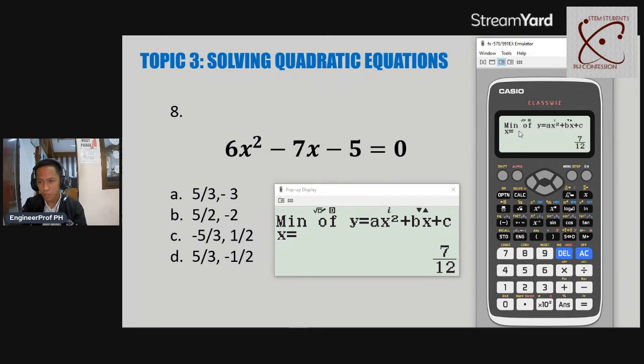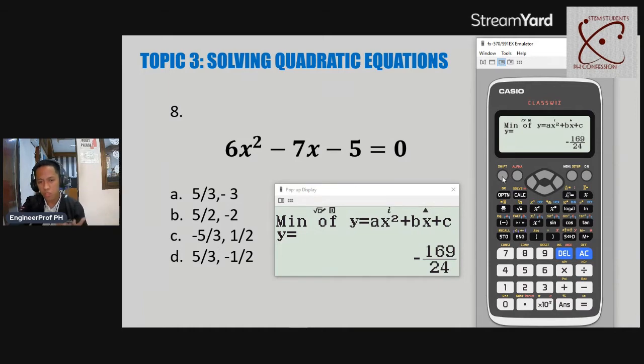Okay? So, what is this minimum, sir? What is this minimum of y equals ax squared plus bx plus c? If this is the form of the parabola, this minimum of x, the minimum of the equation, is the vertex of the parabola. Minimum means it is at the bottom, it is concaving upward. Our equation is concaving upward. So, our minimum x is 7 over 12, that is the vertex. And for y, negative 169 over 24. So, these are the vertex if this equation here is a parabola.